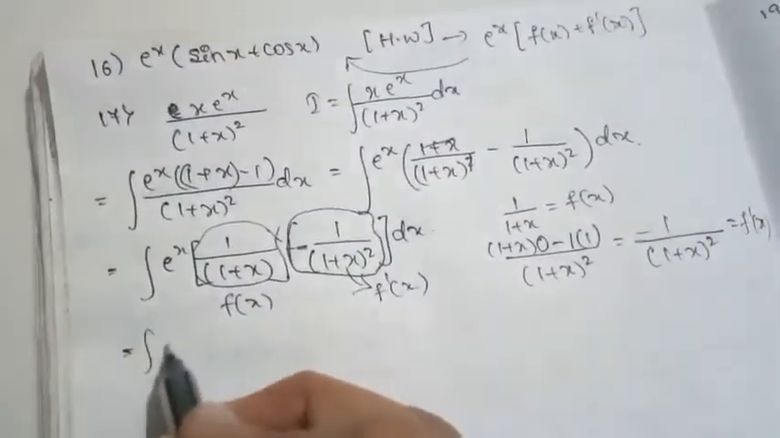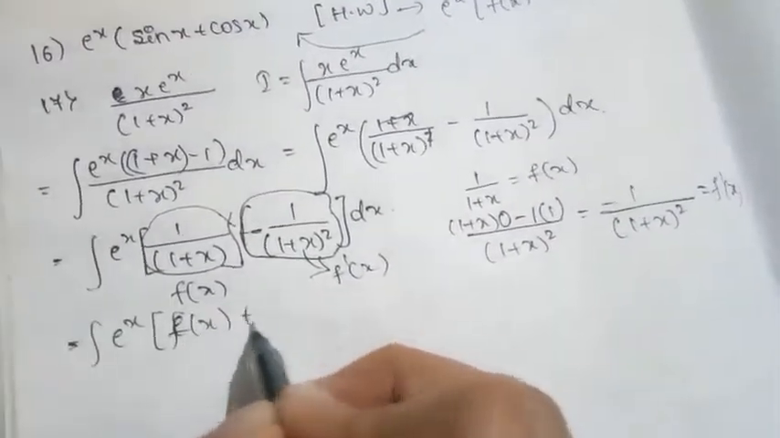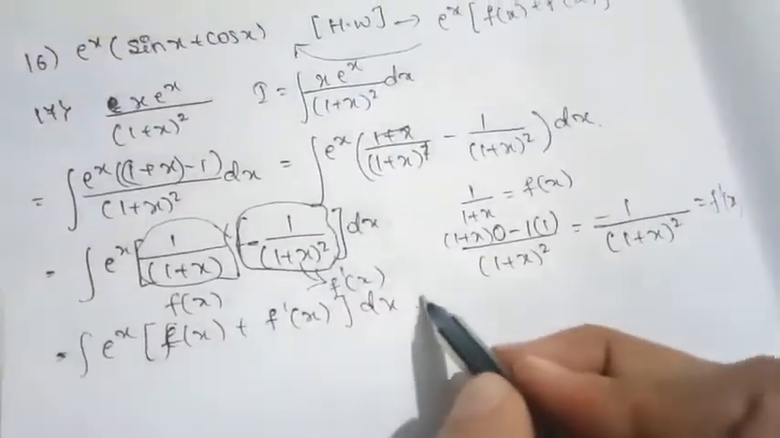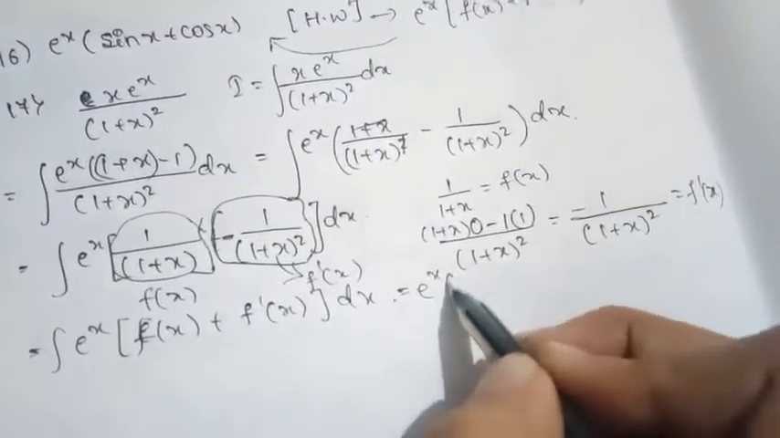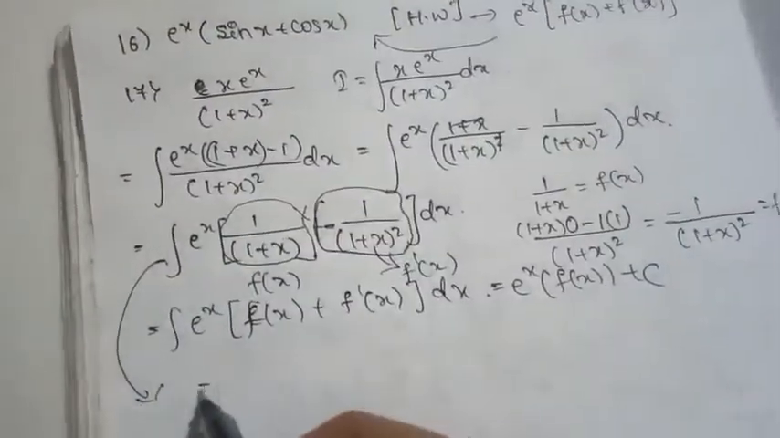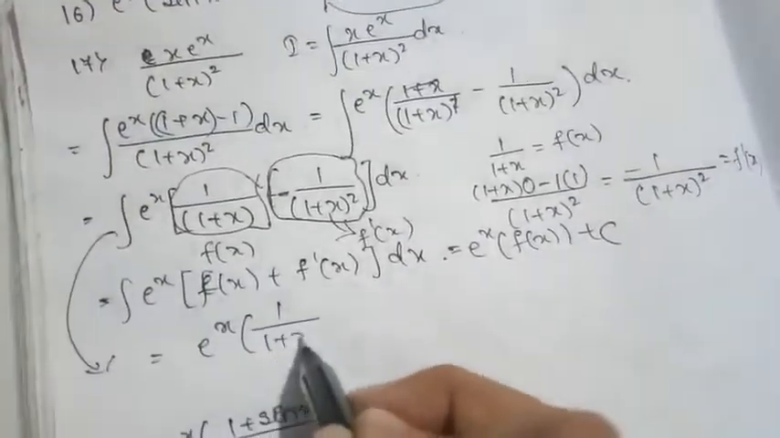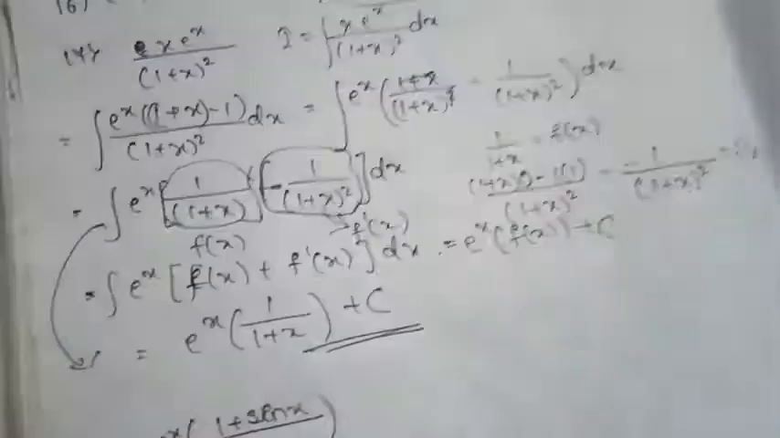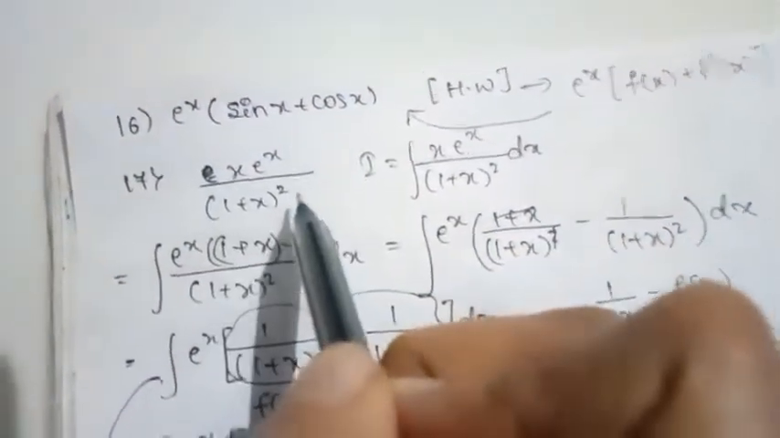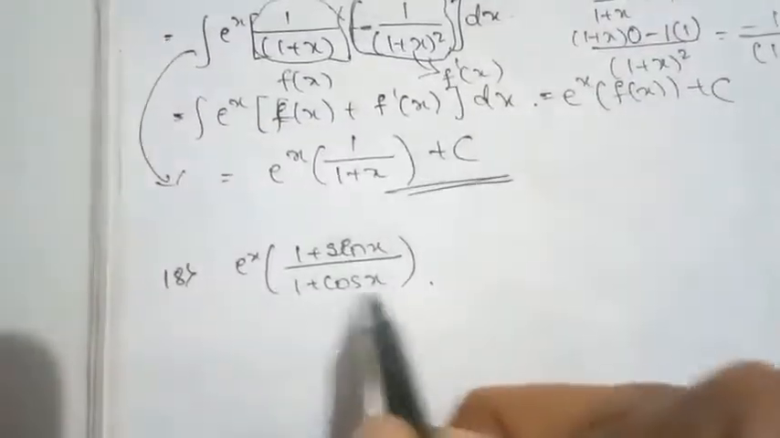So the given question is clearly in the form of integration of e power x into f of x plus f dash of x into dx. If it is in this form, then the integral is equal to e power x into f of x plus c. So what is the integral of this one then? The integral of that one is e power x into, what is f of x here? 1 divided by 1 plus x, plus c. So this is the integral of the given question, that is x into e power x divided by 1 plus x whole square.